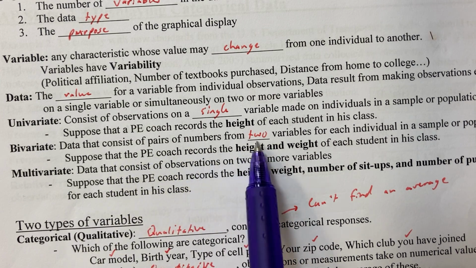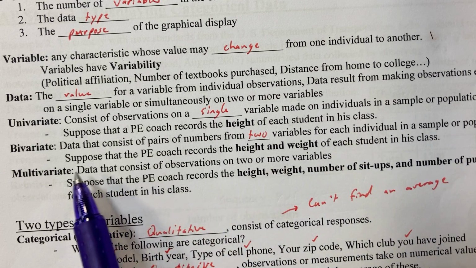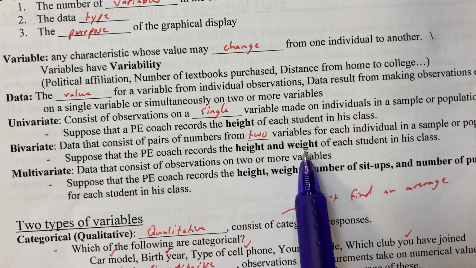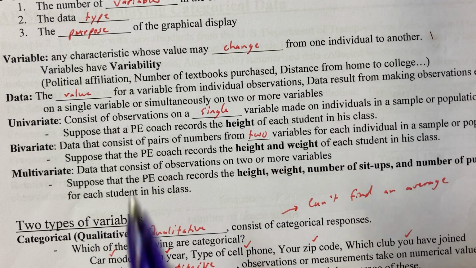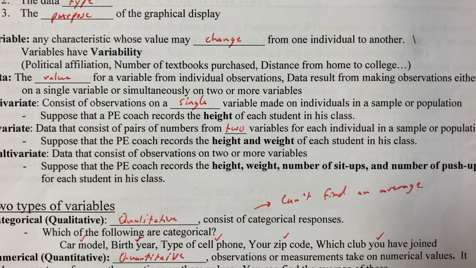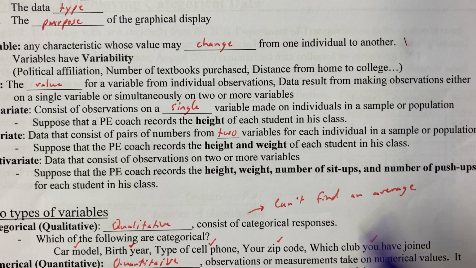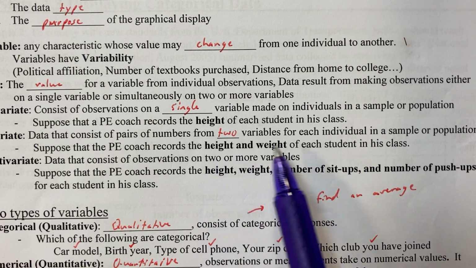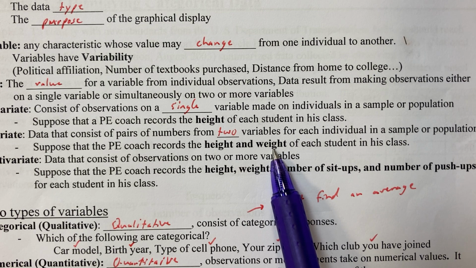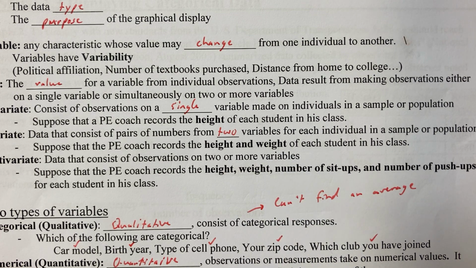Bivariate is pairs of data that work together. So numbers from two variables. For example, a PE coach records height and weight. And this is where we can get a scatter plot. I know you should know some of these. You've probably seen a scatter plot somewhere in the past. So you record height and weight, and maybe there's a relationship between height and weight. Maybe as height increases, weight also tends to increase, which is probably what you're going to find on a graph.